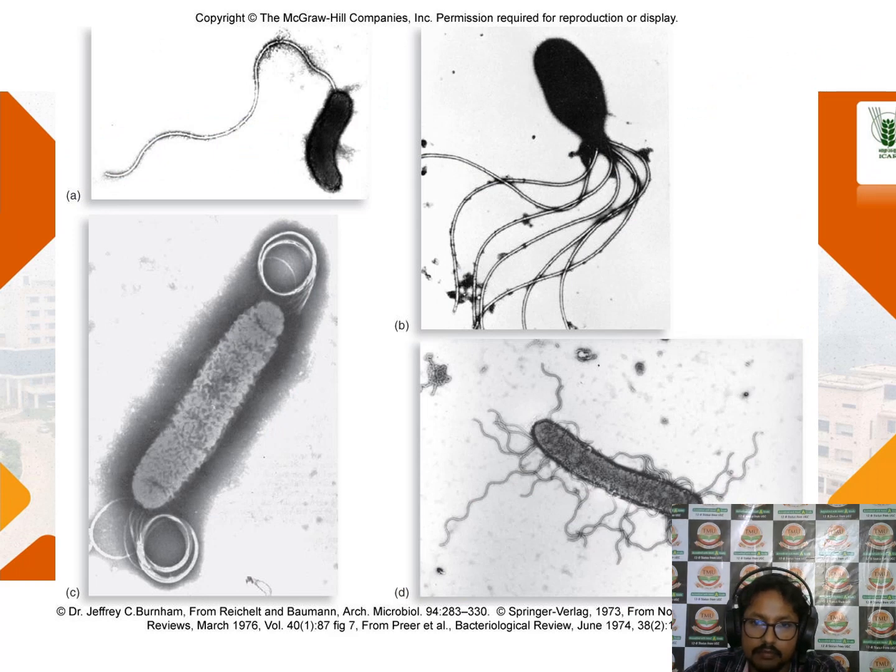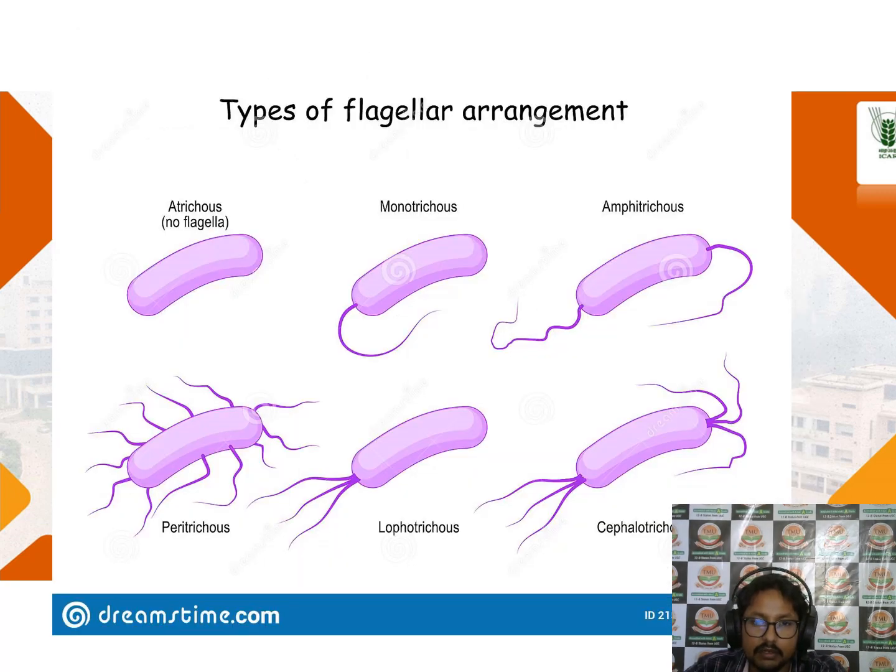So these are the flagellar arrangements, seen through electron microscopy. Here you can see the types of flagellar arrangement: monotrichous, which is a single flagellum; amphitrichous, which includes single flagella at both ends; lophotrichous, a tuft of flagella at one end; peritrichous; and cephalotrichous. Cephalotrichous means tufts of flagella at both ends.